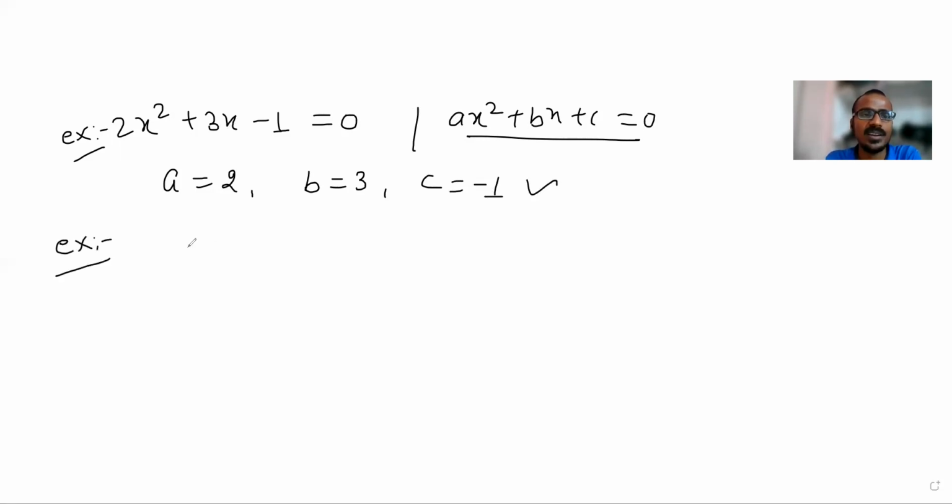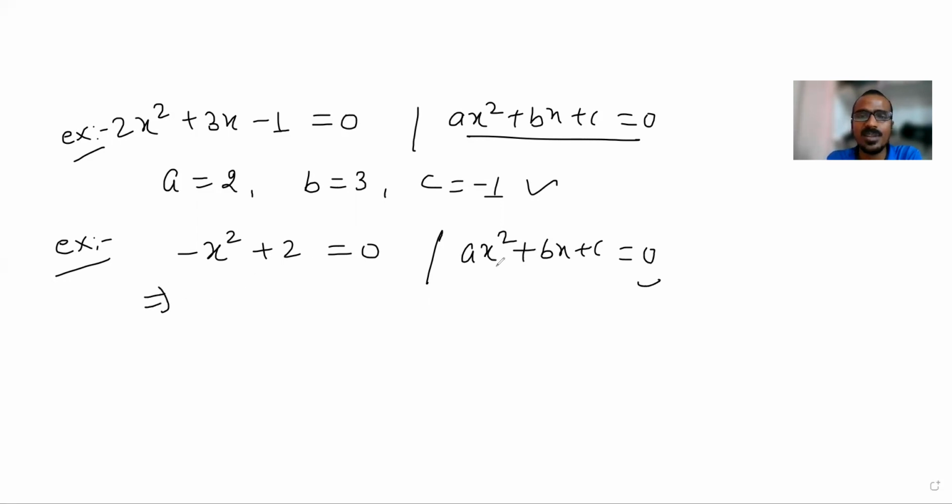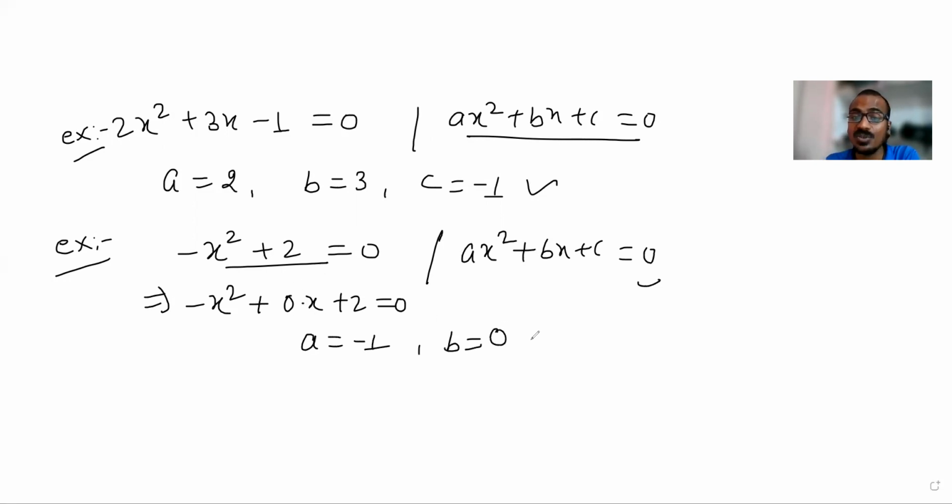Another example can be taken like this: minus x square plus 2 is equal to 0. Compare this with ax square plus bx plus c is equal to 0. Comparing both equations, this can be written as minus x square plus 0 into x plus 2 equal to 0. Now a is equal to minus 1, the coefficient of x square. B is the coefficient of x. Here the coefficient of x is 0, because the x term is not here. Are you understanding? And c is equal to 2.